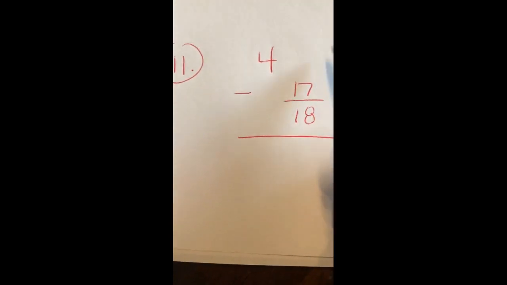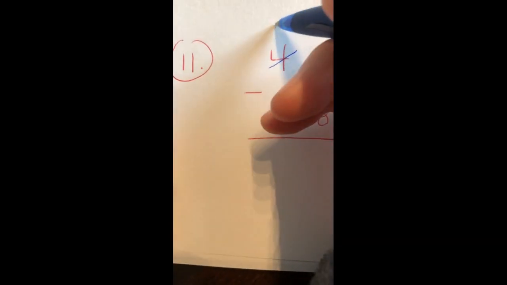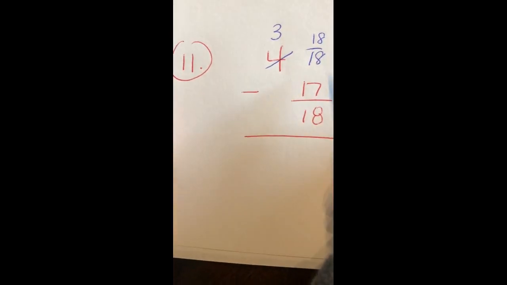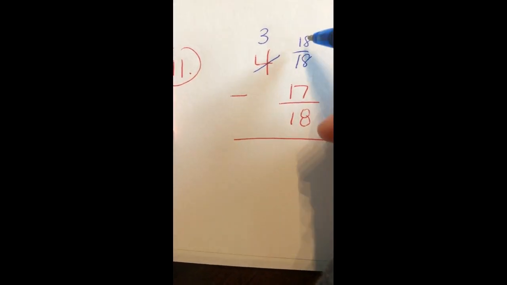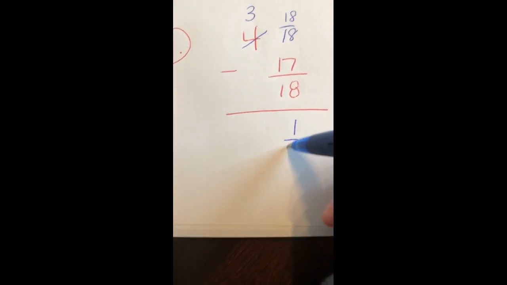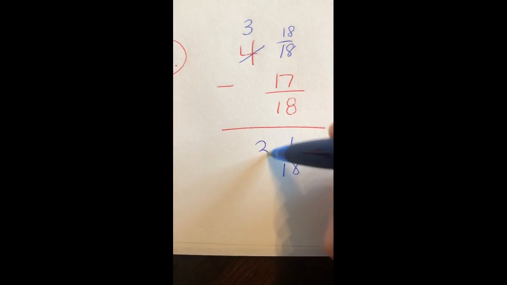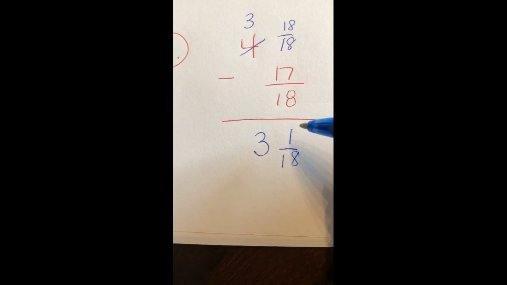So again, I have nothing minus 17/18. I'm going to cross off my 4, make it a 3, and I'm going to add 18/18 over to the side because 18 is my denominator down below. 18 minus 17 is 1 over my denominator of 18. 3 minus nothing is 3. And the answer to problem number 11 is 3 1/18.